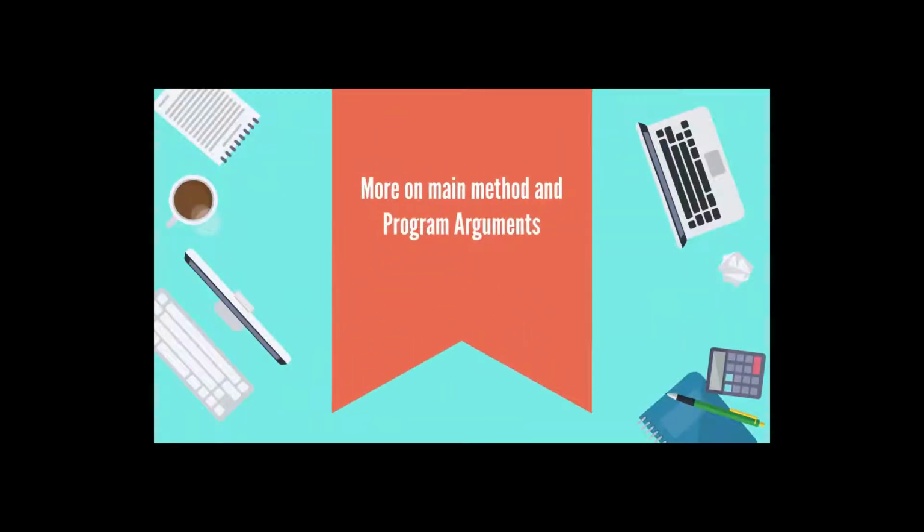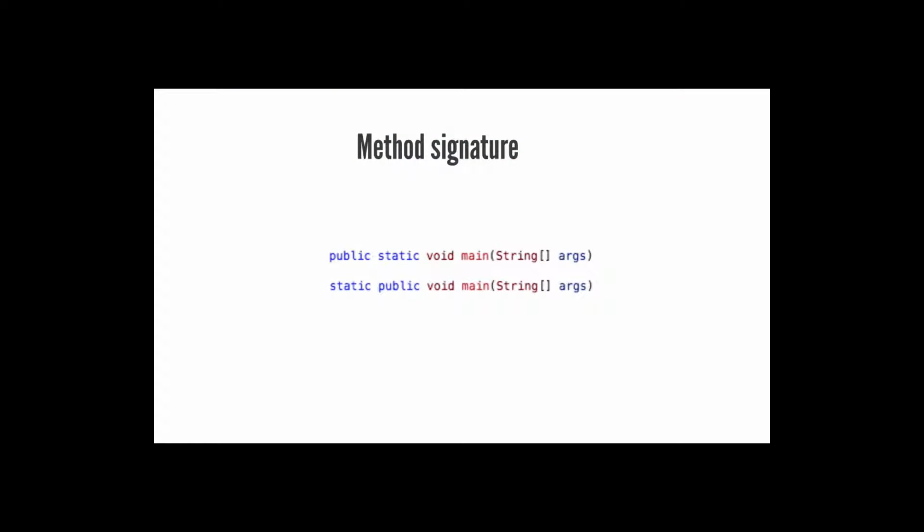In this lesson, you will learn more on the main method and the program arguments. In Java, every method has a unique signature, and that is how it is identified during execution. The main method signature is public static void main, and then it takes an argument which is a string array. The full combination of all these keywords make up the signature.